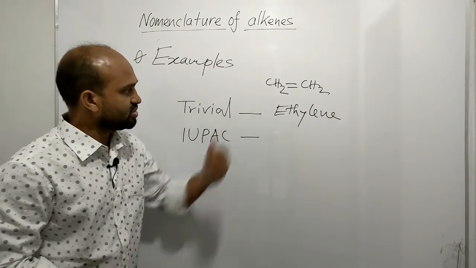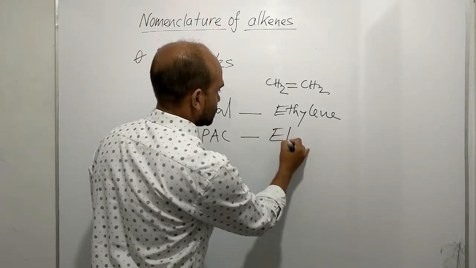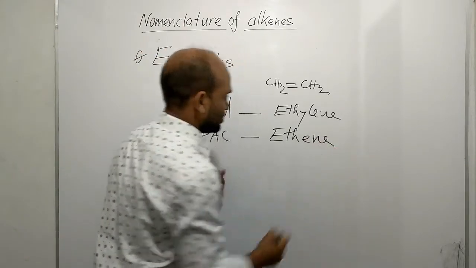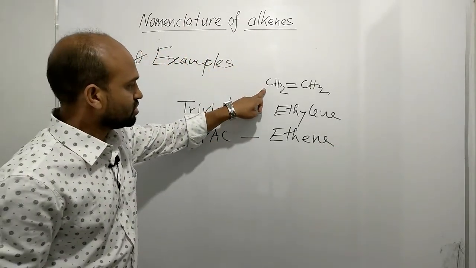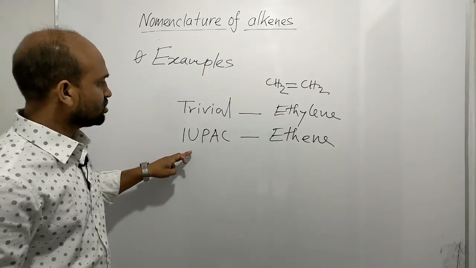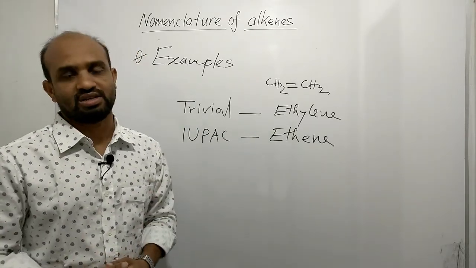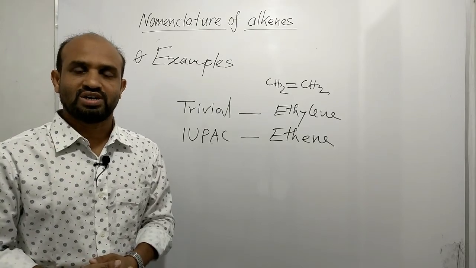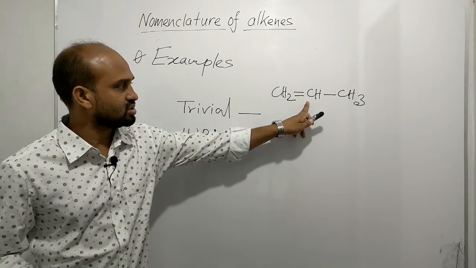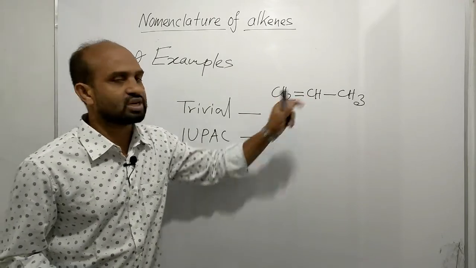So its name is ethylene, and according to IUPAC system, word root and suffix is here "ene", so ethene. This is the compound. According to trivial system, its name is ethylene, and according to IUPAC system, its name is ethene. Ethylene and ethene. Let's move on to the next example. The compound is now CH3, CH and CH3.